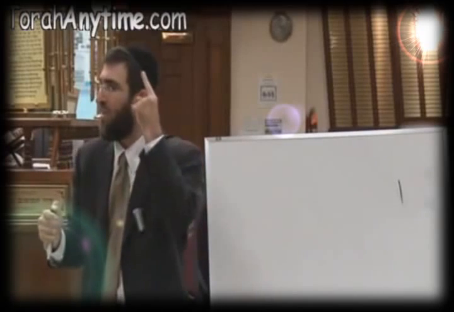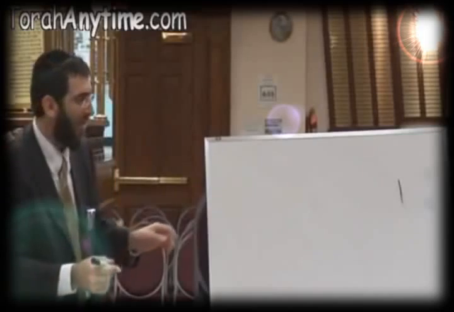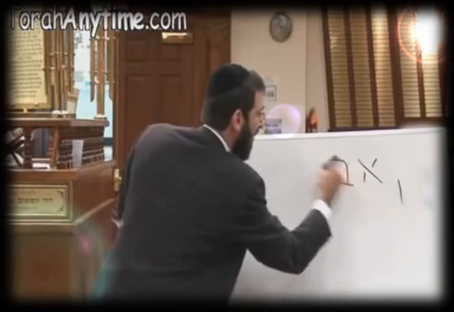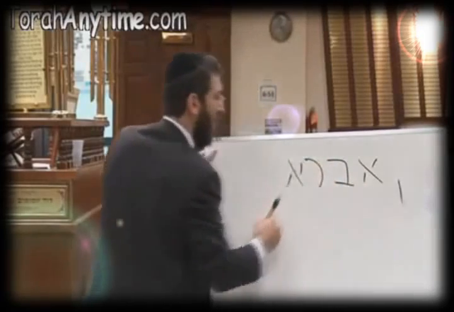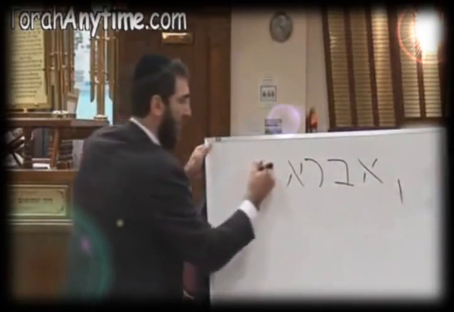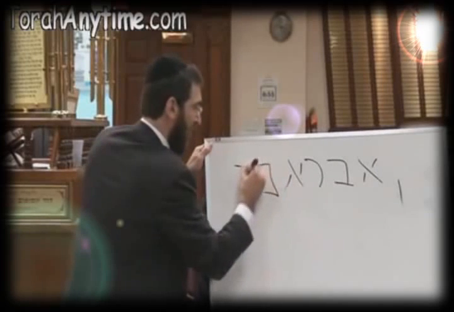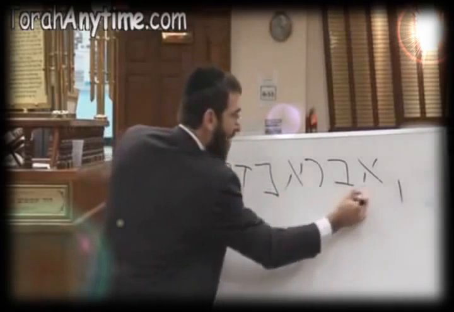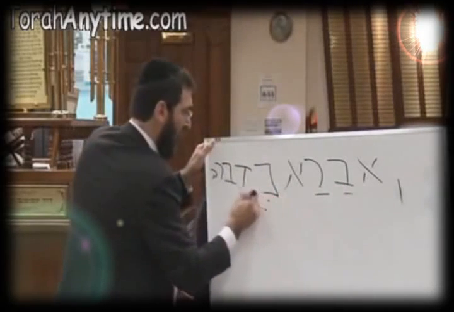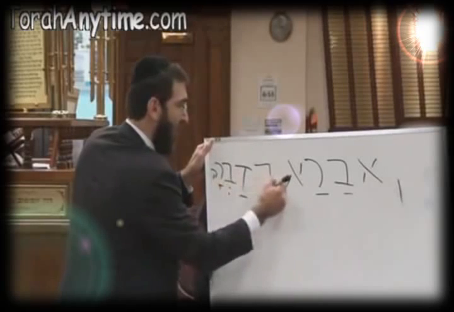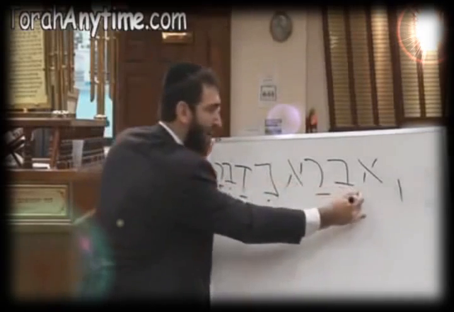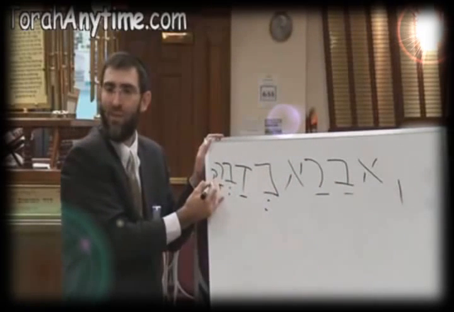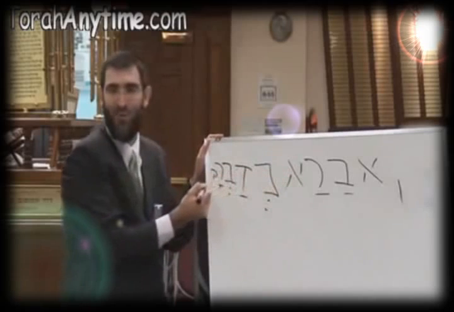And listen to what the Sefer Yetzirah says. Kodesh Baruch Hu said the following: Abara, I shall create. Ko dabra, through speech. Abara kudabra, I will create as I speak. Abara kadabra.